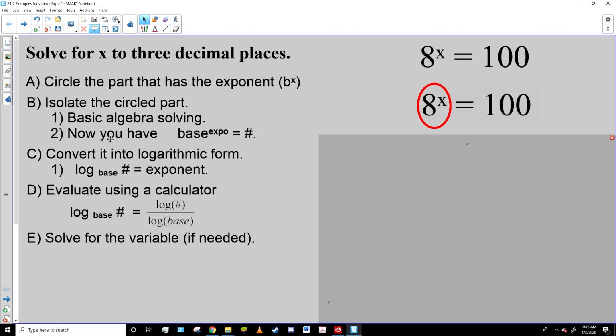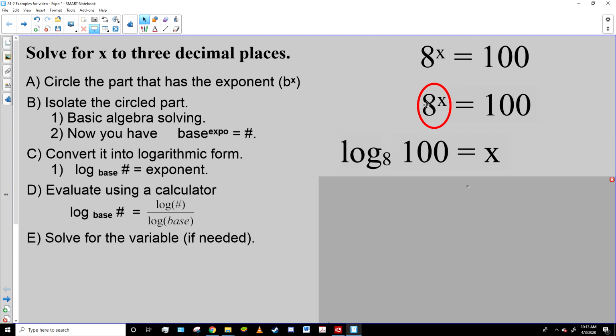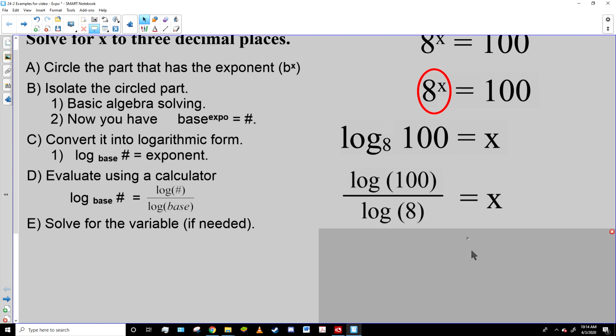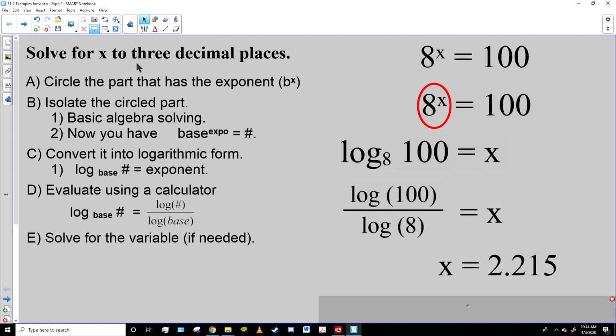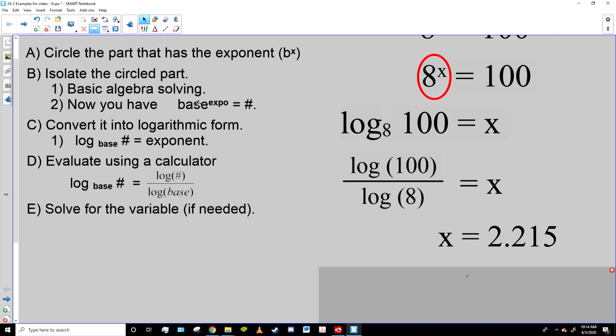So I'm ready to go straight to the next step, which is step C, convert it into a log. So how do you make this go into a log? Well, the x and the 100 switch places. So log base 8, and then the x and the 100 switch places. Now that I have it as a log, where no variables are in the word log, I can evaluate with a calculator like the other lesson from the other day, which was the change of base formula, where the log of a number with a base is equal to log of the number over log of the base. So log of 100 over log of 8. I put that in my calculator, I get 2.215. They did say 3 decimal places, so I rounded it off.